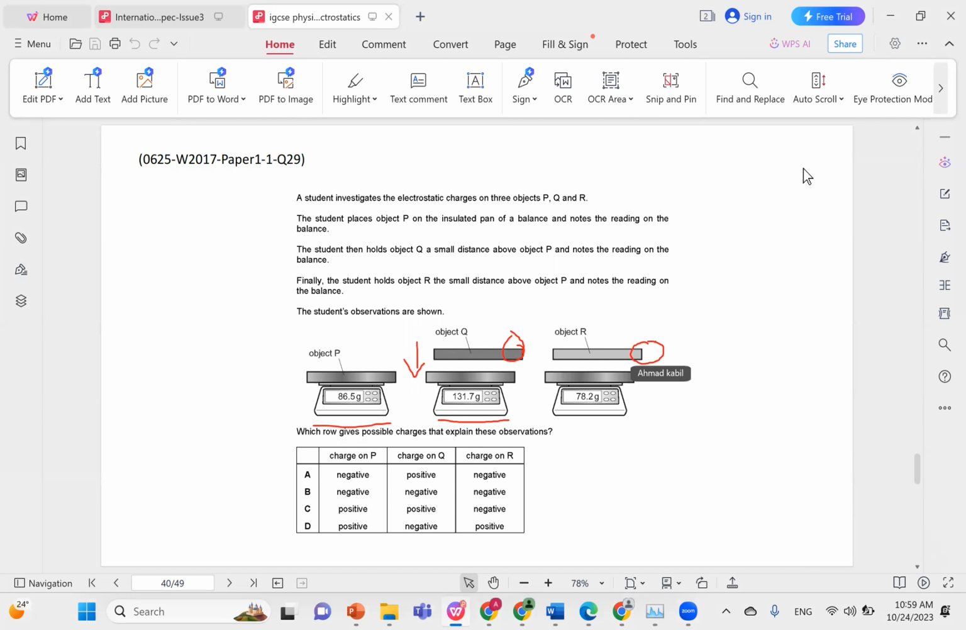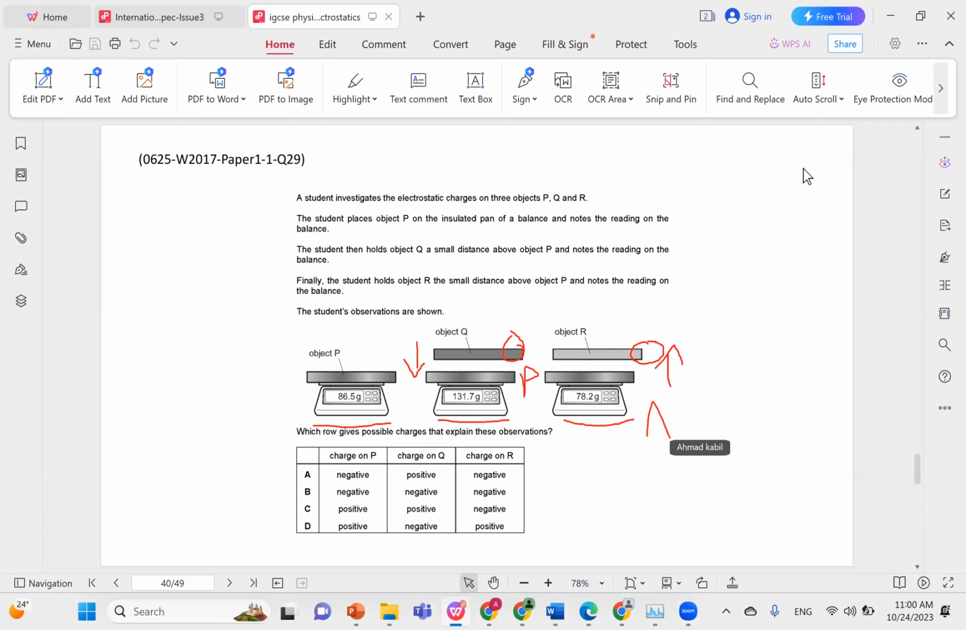We are holding them with our hands so they don't move. So objects Q and R do not move, but object P will experience a force due to object Q, and it will also experience a force due to object R. We want to know the direction of these forces to make conclusions about the material or the charge of Q and R. So object Q pushes object P downwards, whereas in object R, we see that the mass decreased, so it's pulling object P up.